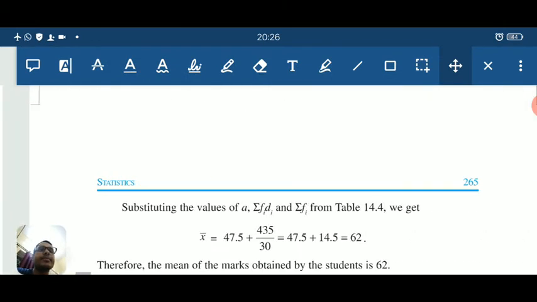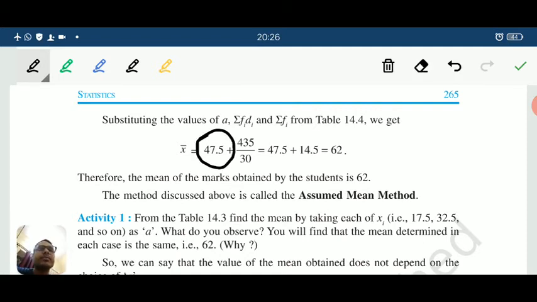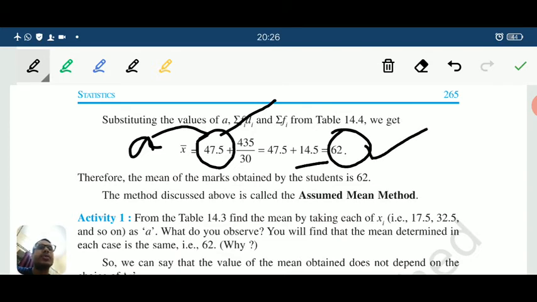Yeah, it's easy. See here, x bar is equal to a plus sigma of Fi di by sigma of Fi. You got this value, isn't it? This is a, the assumed mean you have taken, and sigma of Fi di by sigma of Fi means 435 divided by 30, which is 14.5, adding to it is 62. So if you see, in the direct method we have got the mean as 62 only, and here with the assumed mean method we have got the mean as 62 only. So in these two methods the mean is the same, which is the approximate value of the given data.